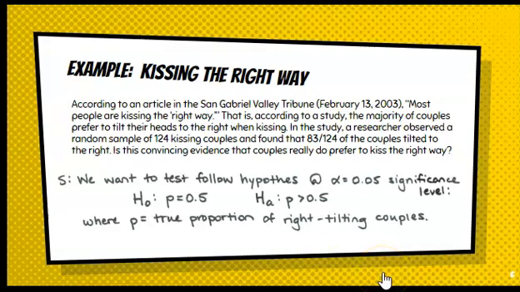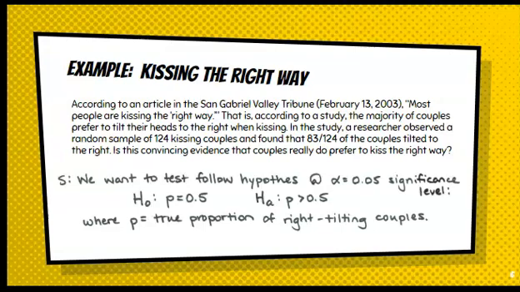All right, so let's try one of these tests. Just baby step our way through it. So according to an article in the San Gabriel Valley Tribune in 2003, most people are kissing the right way. That is, according to the study, the majority of couples prefer to tilt their heads to the right when kissing. In the study, a researcher observed a random sample of 124 kissing couples, found that 83 out of the 124 of the couples tilted to the right. Is this convincing evidence that the couples really do prefer to kiss the right way?